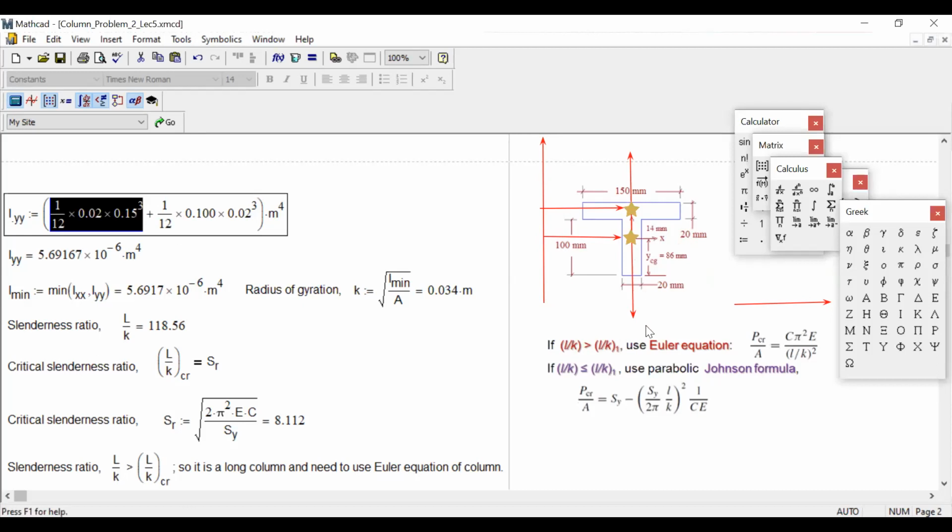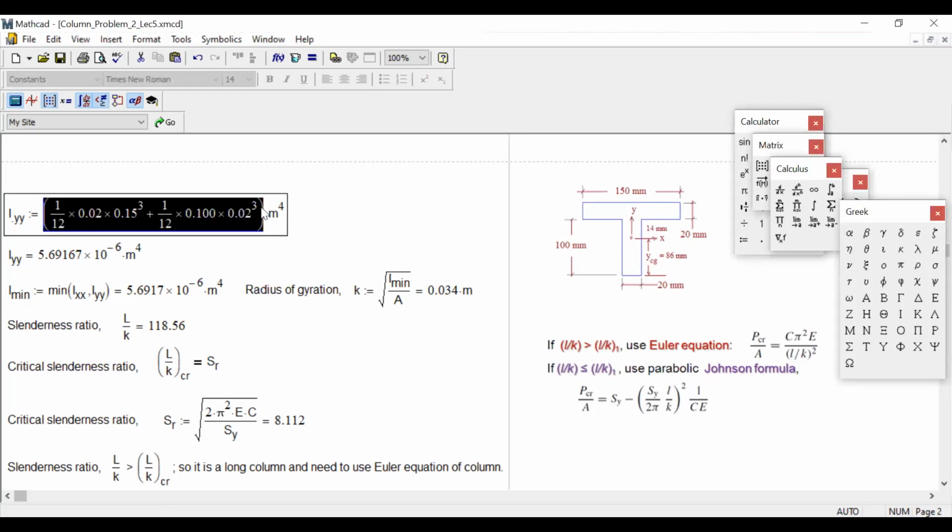Similarly, for the bottom part, B will be 100 and H will be 20. And its CG will be at the midpoint right over here. So again, the distance from the y-axis between this CG and this CG is the same. So D is 0. So this is my IYY.